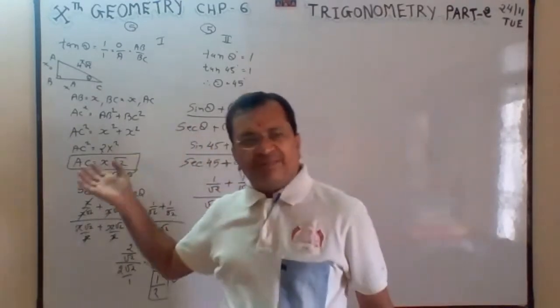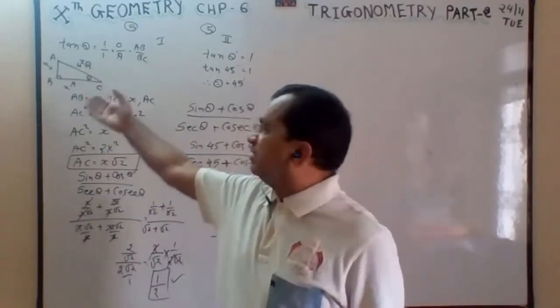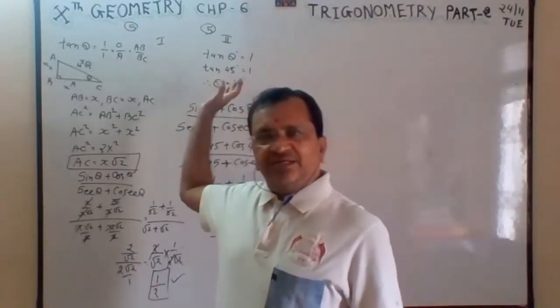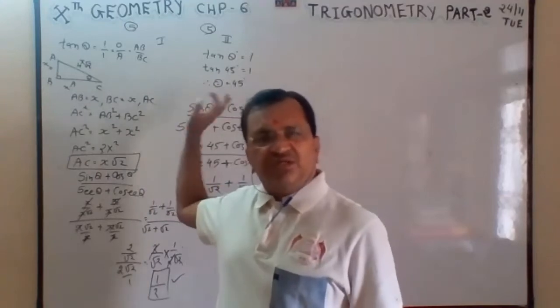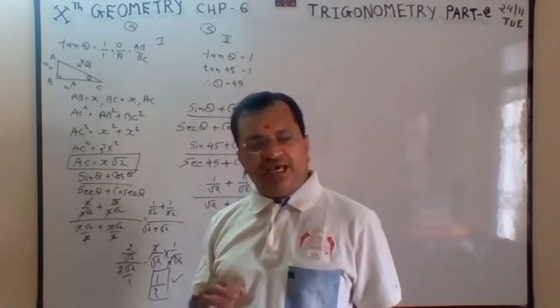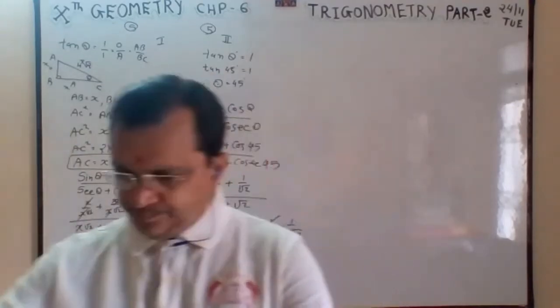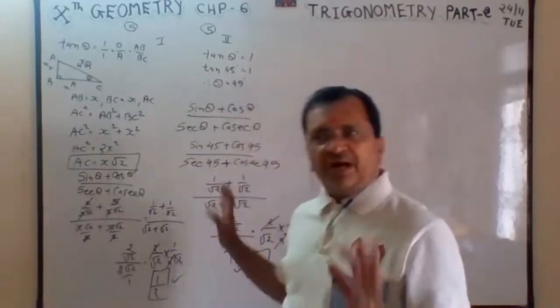If you want to go by Pythagoras and by substitution of values, you can do it that way. For that, you need the triangle. Here, you don't need the triangle. Here, you need the value given. Then you must know that tan 45 is 1. Here, the first part is over.